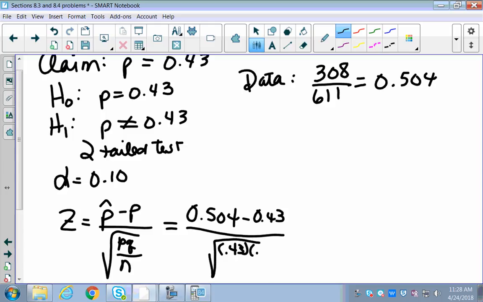Divided by the square root of 0.43 times 0.57 divided by 611.